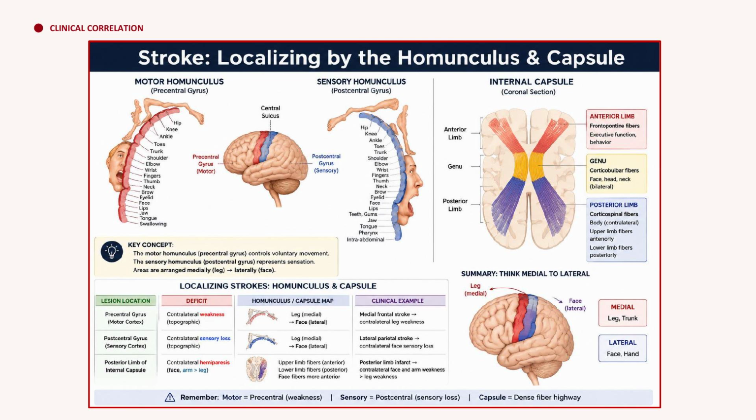Walk the table. A medial ACA stroke takes the leg, a lateral MCA stroke takes the face and arm, and a small posterior limb lacune takes the whole opposite side equally, with no cortical signs. Medial to lateral on the cortex, compact and vulnerable in the capsule, that's the localization in a sentence.